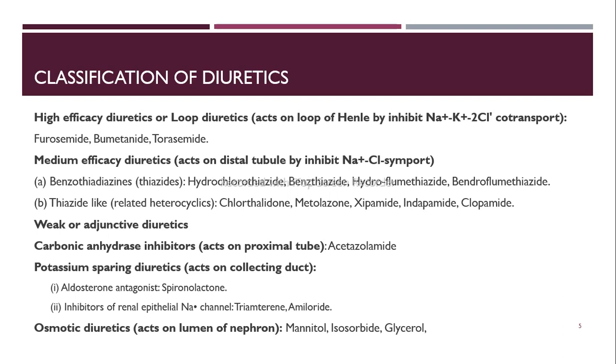We have three classes of diuretic drugs, that is high efficacy, medium efficacy, and weak or adjunctive diuretics. Okay, so in the high efficacy diuretics, which drugs do come? That is the loop diuretics. And what is their site of action? They act on the loop of Henle by inhibiting the sodium potassium 2 chloride cotransport. And the examples of the drugs include furosemide, then bumetanide, and torsemide.